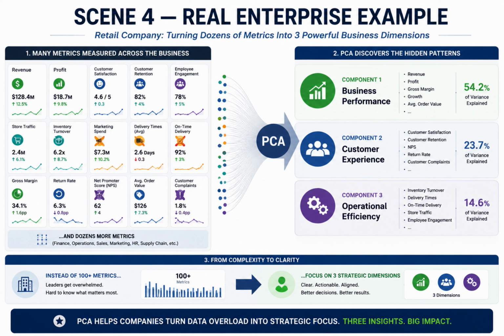Together, these three dimensions explain most of what is happening across the organization. Instead of managing 100 separate metrics, leaders can focus on the few factors that matter most. That's the power of PCA, turning data overload into strategic focus. Now let's see how artificial intelligence can help accelerate the PCA workflow even before we start the analysis.